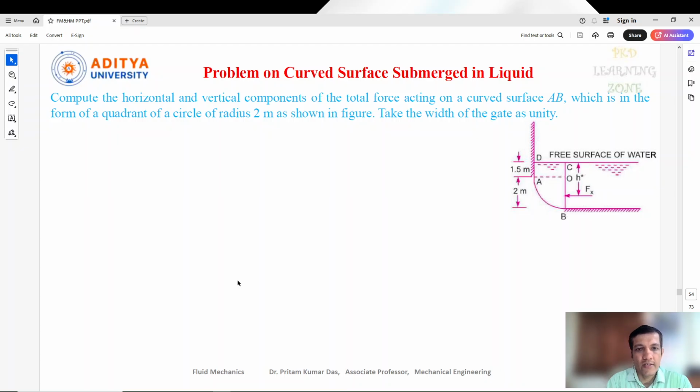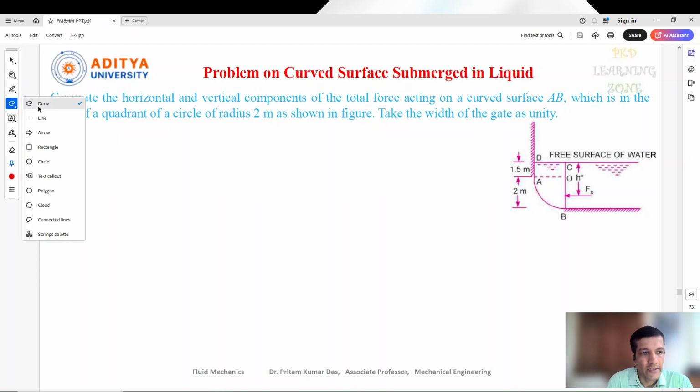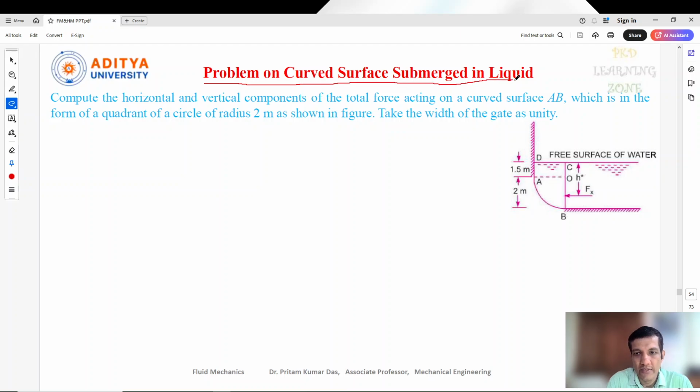In this lecture, we'll discuss the problem on a curved surface submerged in the liquid. In our previous lecture, we have already discussed the theory part of this curved surface when it is submerged in the liquid. So today's lecture, we'll discuss one problem related to this.